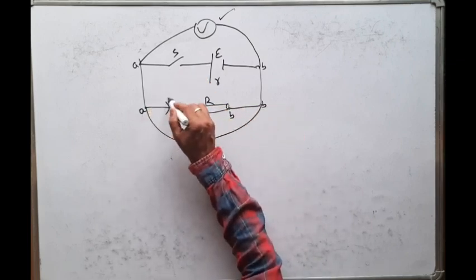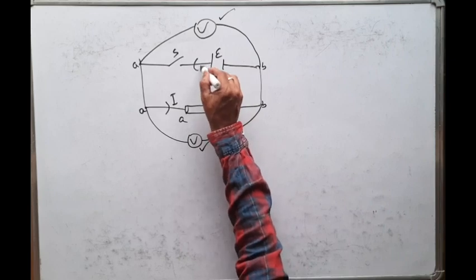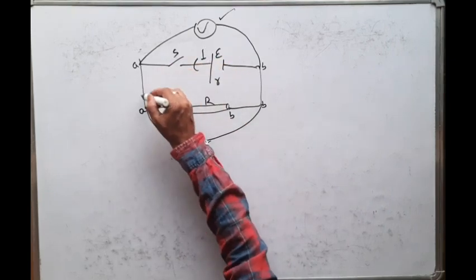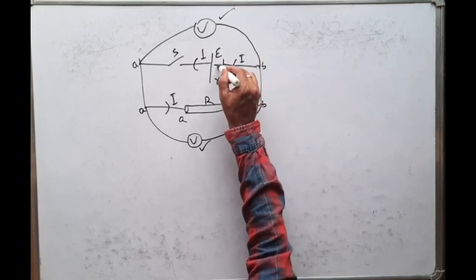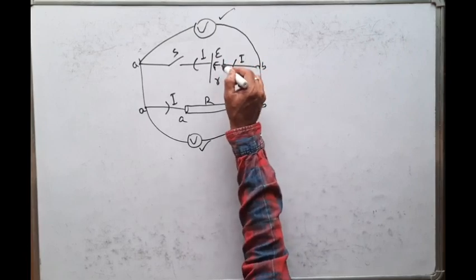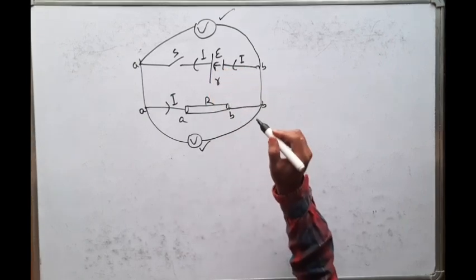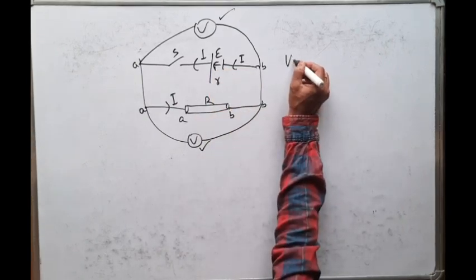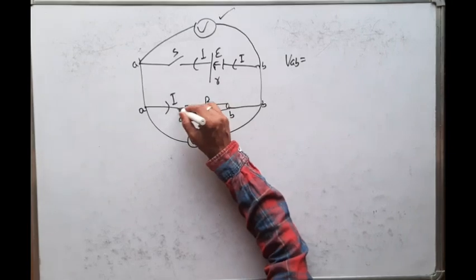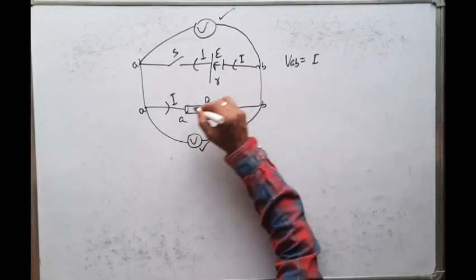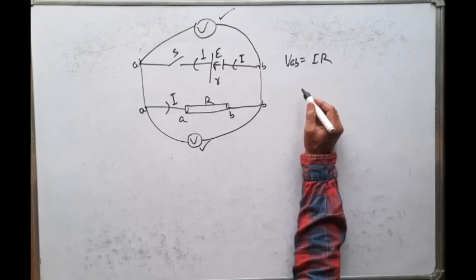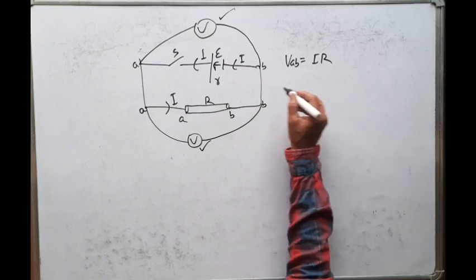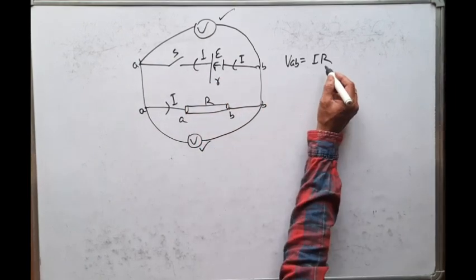Then the question comes, what is the voltage across the A and B terminals? Let us say the current is I. Current always starts from the positive terminal of the battery and enters the negative terminal of the battery. Inside this battery, the direction of the current is from lower potential to higher potential. So what is the value of VAB, the terminal potential difference? The current in the circuit is I, the resistance of this conductor is R. So VAB is equal to I into R.